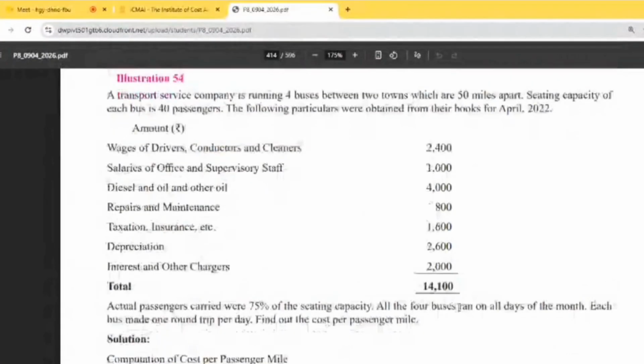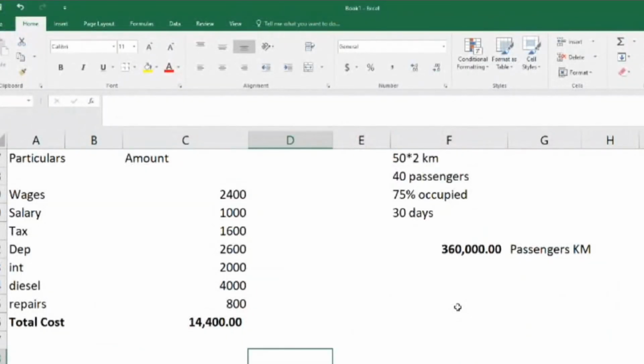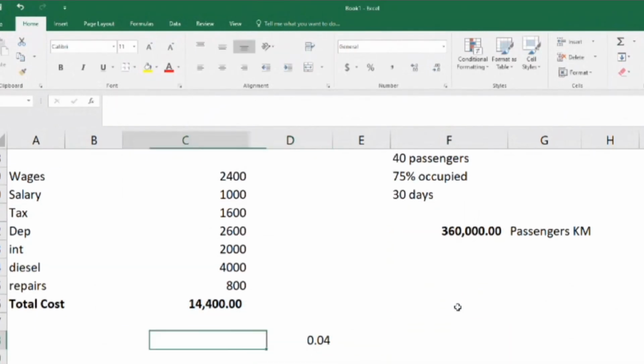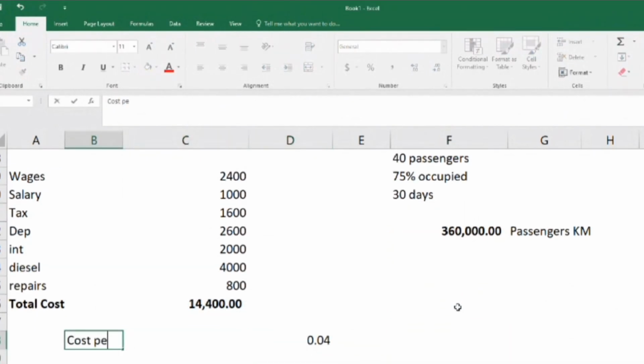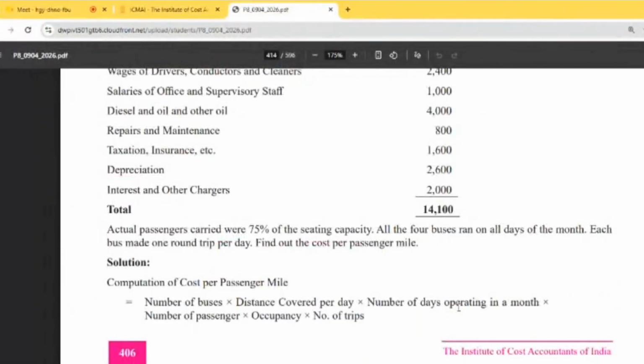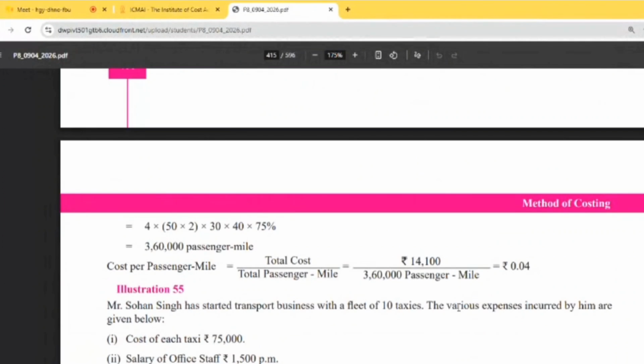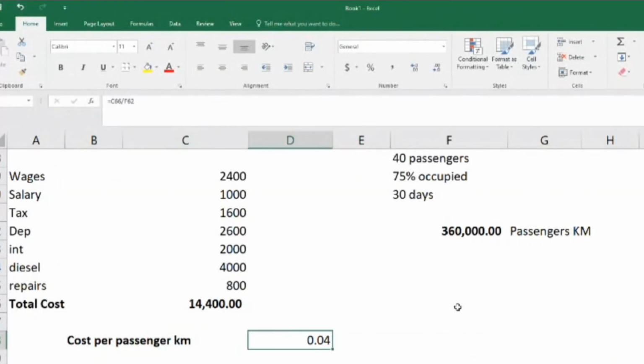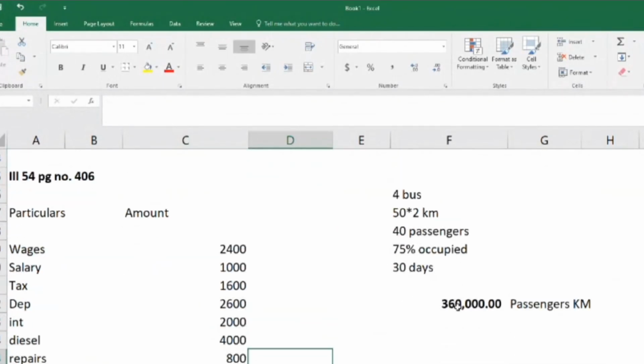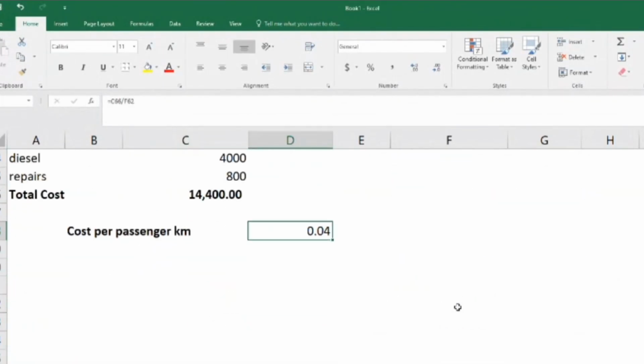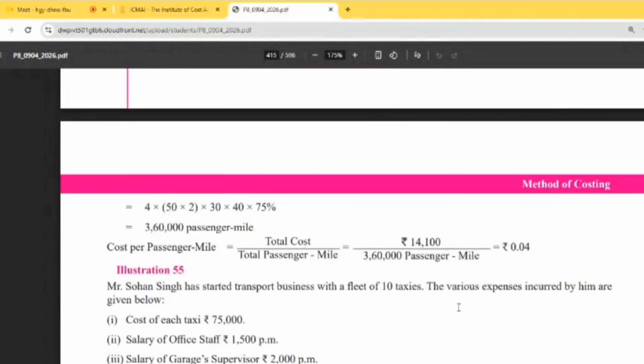As we already did in the earlier sum, we will divide the total cost by the passenger kilometers to arrive at the cost per passenger kilometer. So what is the cost per passenger kilometer? 0.04. Okay, we will check our answers. 0.04, correct. Okay, so this is your illustration 54. We are done with it. Nothing much complicated. This chapter itself is a very easy chapter.